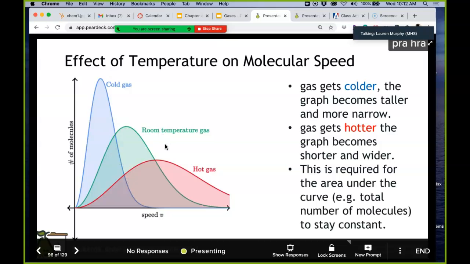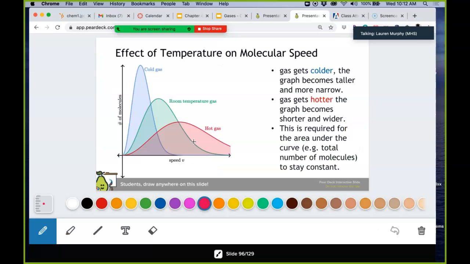The whole point of this is that this is showing that hot gas molecules, more of them move faster than cold gas molecules. You have more cold gas molecules moving slower. So let's draw on here. Let's compare the room temperature and the hot gas. So let's look at where they overlap, which is right here.